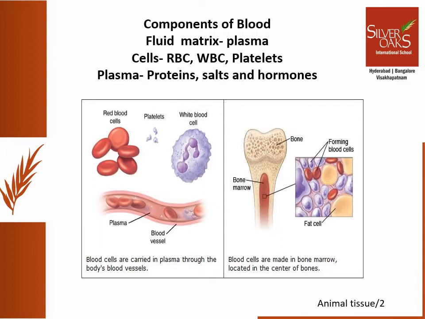The plasma will have various proteins, salts, and hormones in it. As the blood flows in any organism's body, it will transport the gases dissolved in it like carbon dioxide and oxygen, the digested food, and these hormones and waste material to the different organs of the body.